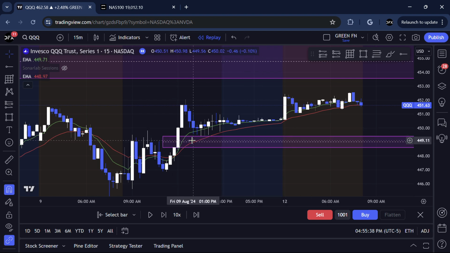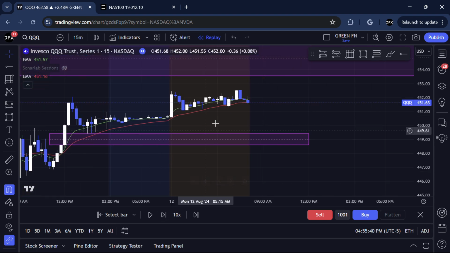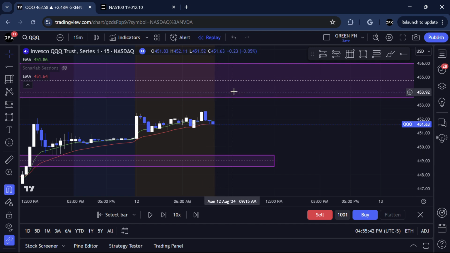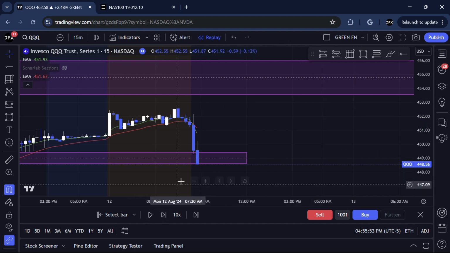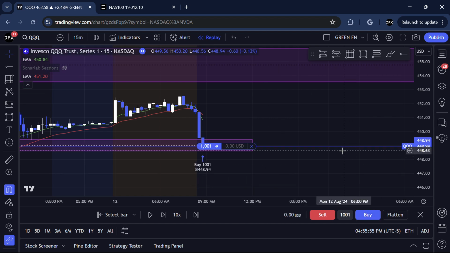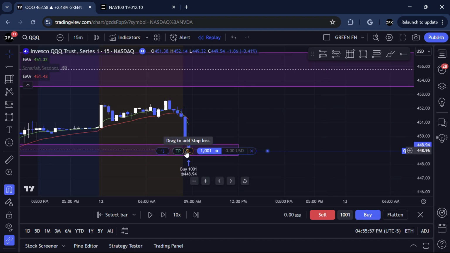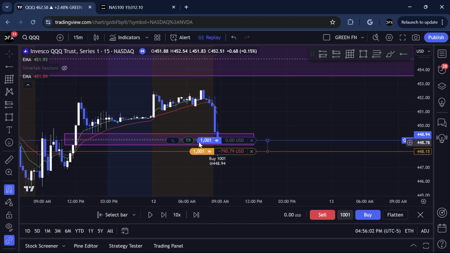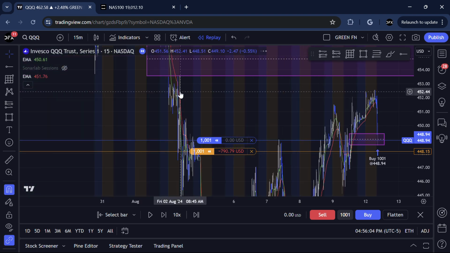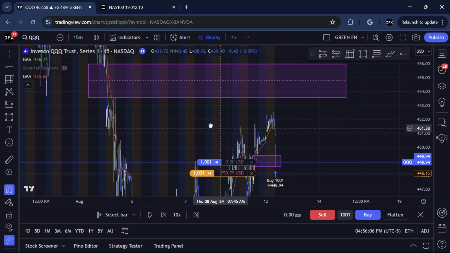So we had that 1-hour fair value gap right here, and we wanted price to come back into this fair value gap, and then go up to the upside. So that's exactly what happens. So we're gonna watch price go, boom, price comes into it. Put your buy position right here. Stop loss below one of these lows right here. Take profit. I personally wanted to take it at the beginning of this gap.